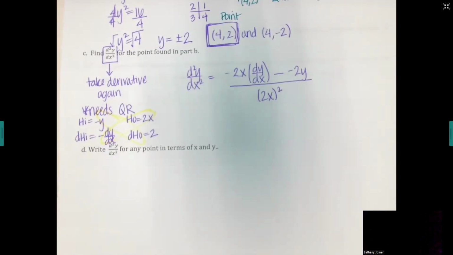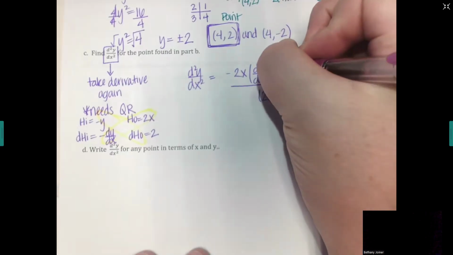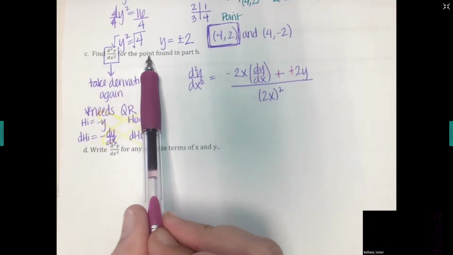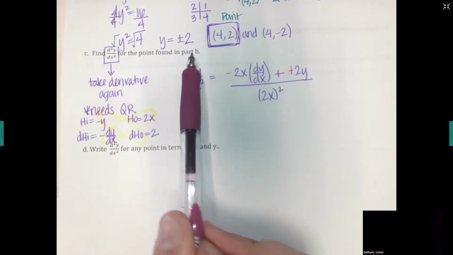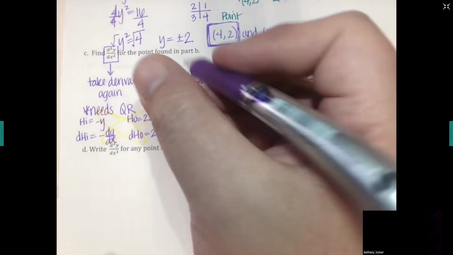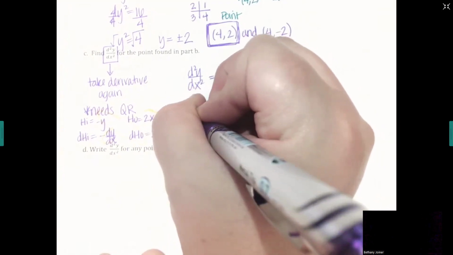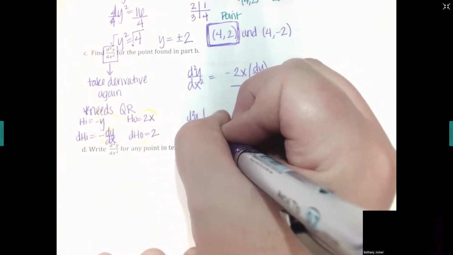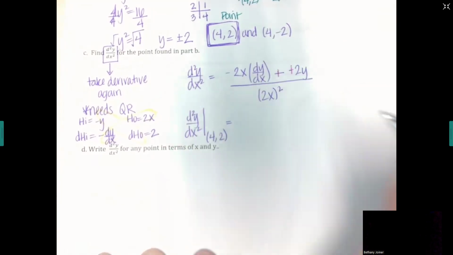From there, let's minus a negative. We hate that. Let's make it a plus. Okay, and then we're ready to plug stuff in, because it says we're doing the second derivative for the point found in part B. So I want you to adjust your notation, put d squared y dx squared, vertical line (4, 2) equals.